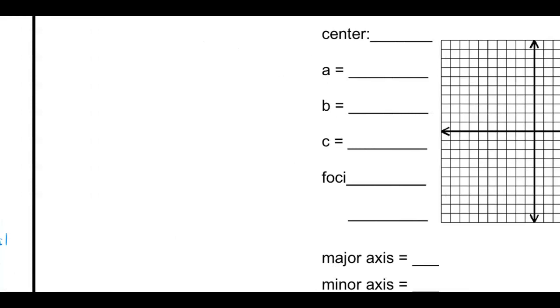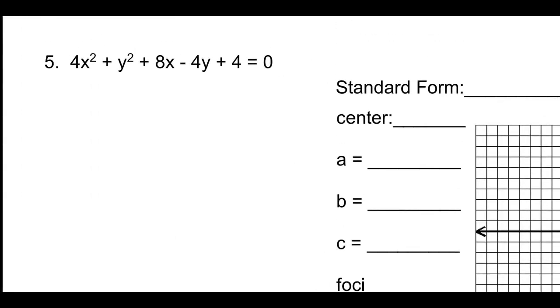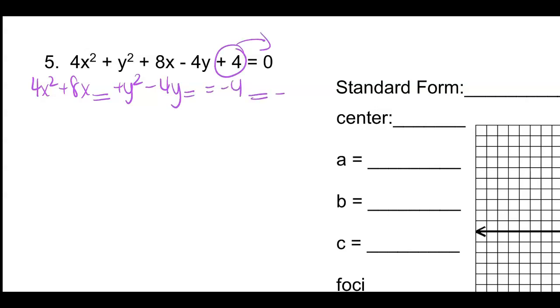Okay, for number 5, first thing we're going to do is rearrange everything. So I'm going to rewrite 4x squared plus 8x, leave a space, plus y squared minus 4y, leave a space, and then this positive 4 needs to move to the other side. So I'm going to make that negative 4, leave a space, leave a space.